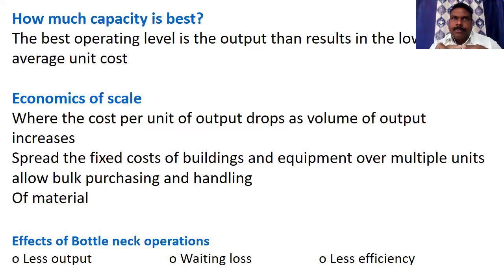So from minimum to minimum, how much do we have to go for capacity? There will be many bottlenecks and problems. The three bottlenecks in operations we can see are: less output, which we need to check, waiting loss, and less efficiency if the work is not going well. These three bottlenecks we need to concentrate on more.